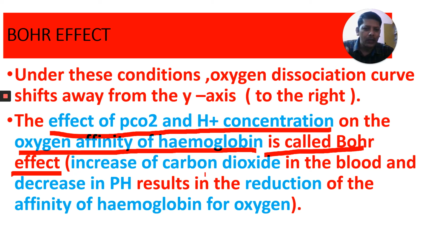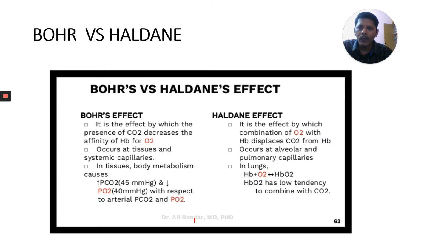Here, an increase of carbon dioxide in the blood and a decrease in pH, that means H plus high, pH low, results in reduction of the affinity of hemoglobin. The love between hemoglobin and oxygen decreases when these two are high. The affinity, the attraction between hemoglobin and oxygen, decreases when there is high CO2 and high H plus ion concentration. This is called the Bohr effect. Very, very important.